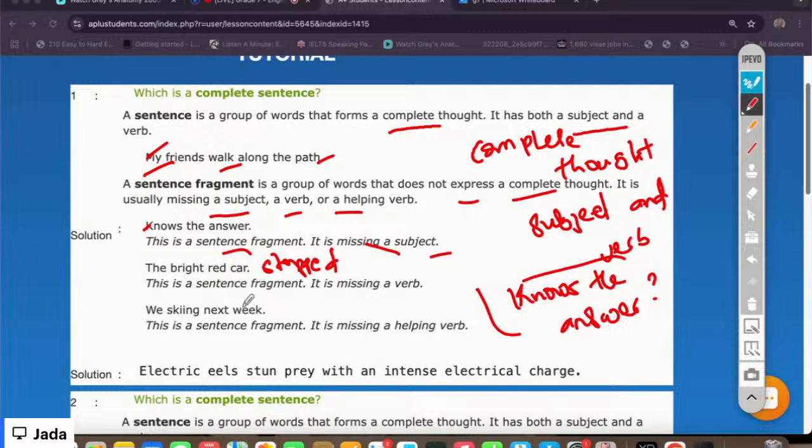All right, so: we skiing next week. This is a sentence fragment. It is missing a helping verb. So it could be: we are skiing next week. But if you just say we skiing next week, that means it is incomplete and it is missing something. What is it missing? A helping verb.